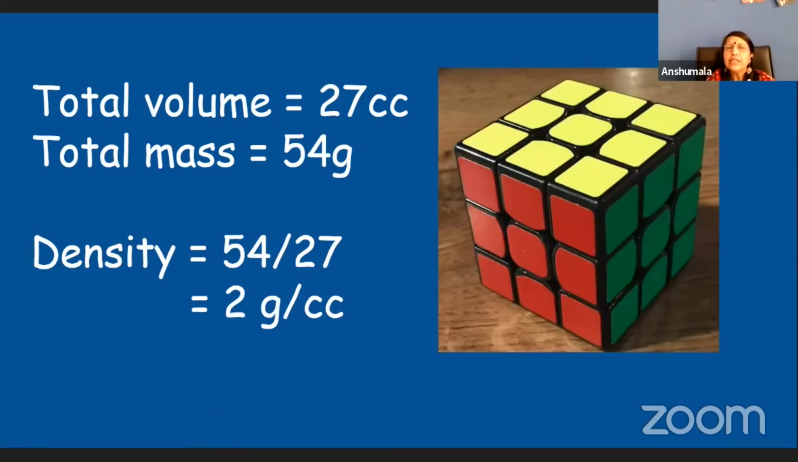So the density comes out to be 54 grams divided by 27 units, which comes to 2 grams per centimeter cube, which means that every small unit of volume here, whichever one you take, has 2 grams inside it. Whether you take this unit or this unit or this unit, each of them has 2 grams.